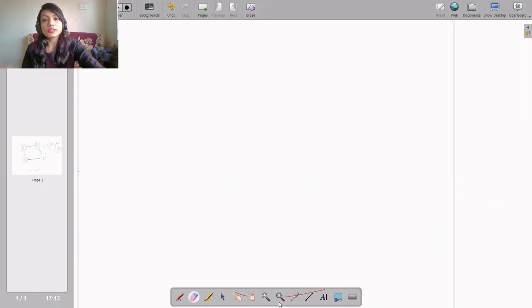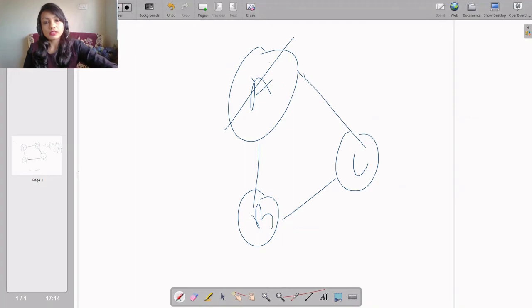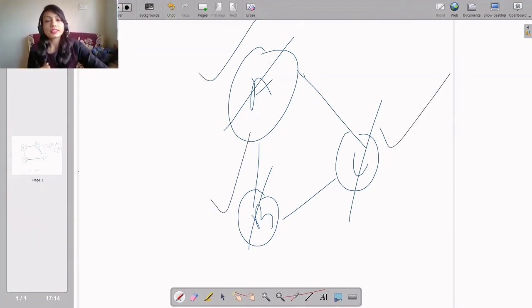So now let's see what graph traversal is. Given a graph which has three points A, B, C, these are the vertices. So graph traversal is nothing but visiting each of these vertices at least once. That is known as traversal, and that is what we do in graph traversal.